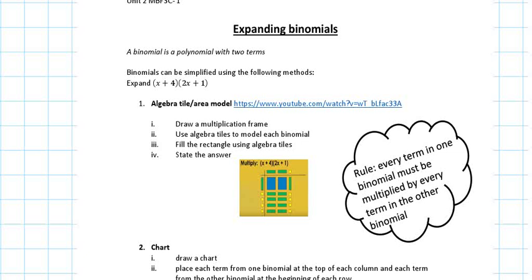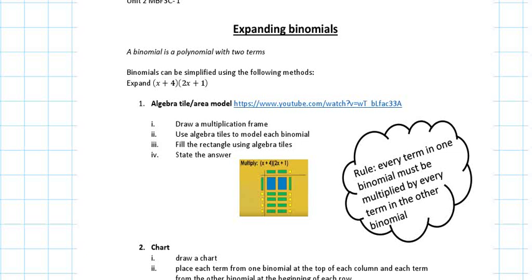So the first thing we're going to look at today with our new unit is called expanding binomials. Okay, so it doesn't only have to deal with quadratics, with the expanding. Expanding can be for any binomials. Okay, let's just define a couple of terms here.